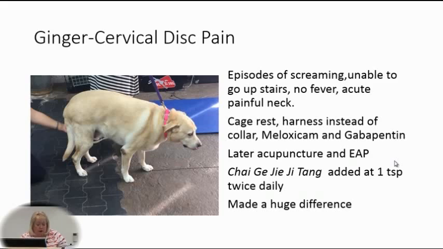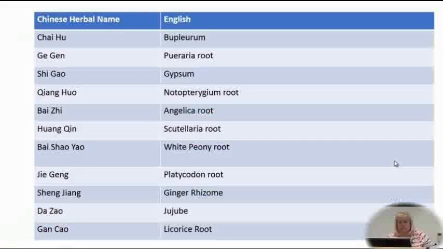As you can see, it still has the chai hu, and then this is the pueraria root, and of course the baizhi, which is the angelica, and then huangqin, which is the scutellaria, and the bai shao, which is our white peony root, and of course we have our harmonizer here with our licorice and our ginger.